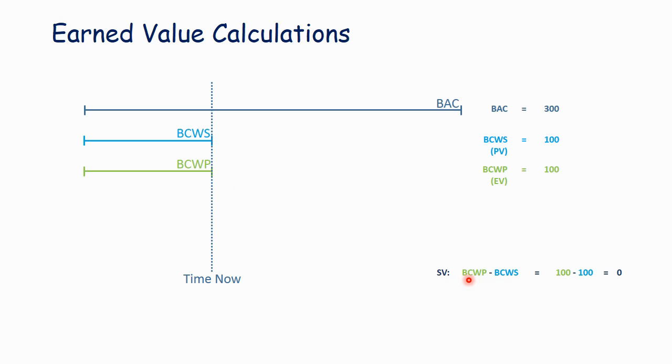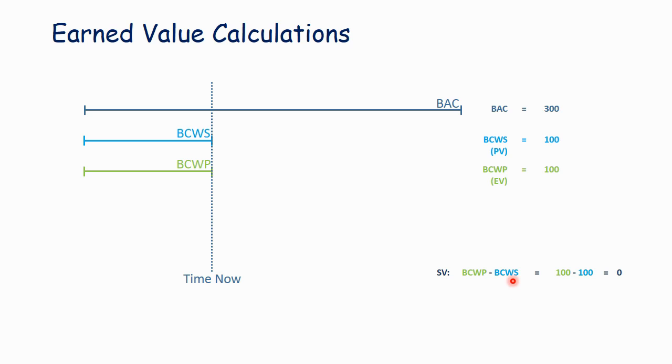There's two metrics. Schedule variance is the budgeted cost of work performed minus the budgeted cost of work scheduled, or the earned value minus the planned value. We had planned 100 hours. We did 100 hours. The schedule variance is 0, and 0 means you're on schedule. If we had planned to do more work, budgeted cost of work scheduled, and we accomplished less, BCWP would be less than BCWS, and this would be a negative number.